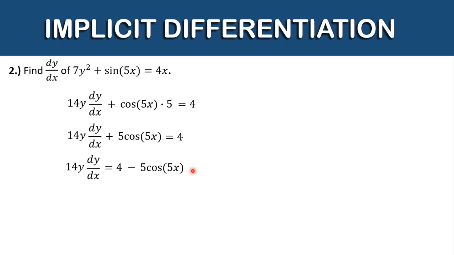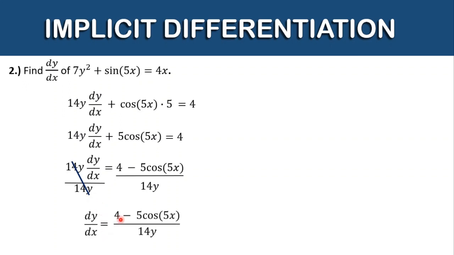Then we just divide both sides by 14y so this goes away. So this is divided by 14y. Also this side, divided by 14y. We can cancel 14y on top and on the bottom. And our answer here is dy over dx is equivalent to 4 minus 5 cosine of 5x all over 14y.